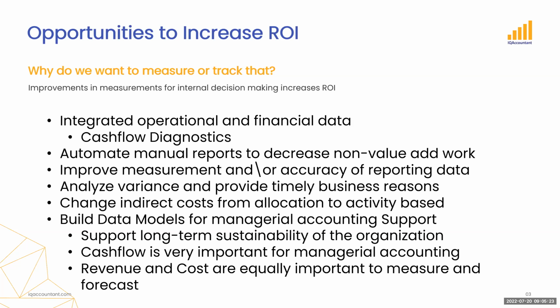The other thing you can look at is analyzing variances on demand and providing timely business reasons to decision makers. In addition, you can improve your accounting allocation process, right? Change indirect costs from allocation to an actual activity base, so you can see exactly where the costs are originating from based on activity and not allocation. So we're getting closer to the activity, getting better measurements and better data accuracy, which kind of goes back to that.